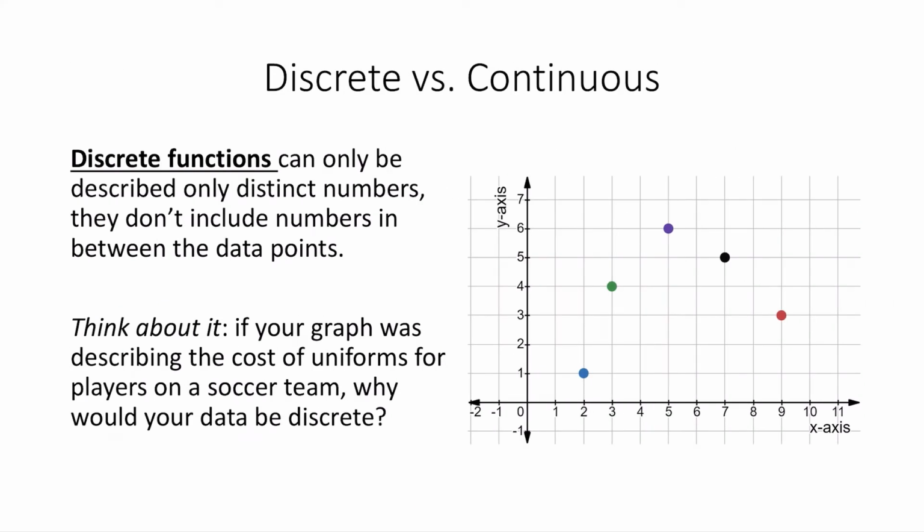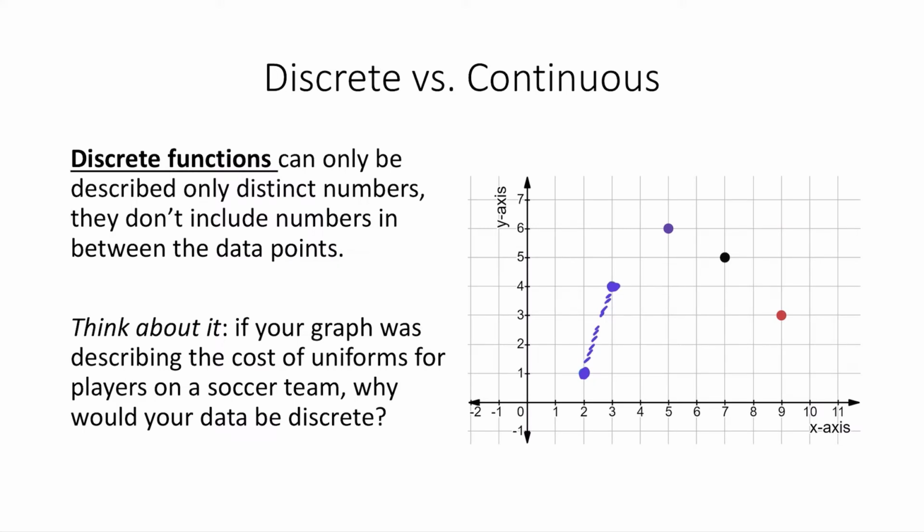So let's look a little bit closer at this. Discrete functions can only be described using distinct numbers. They don't include the numbers in between the data points. So you can see here on this graph at x equals 2, y equals 1. At x equals 3, y equals 4. But none of these numbers in between these values are included.